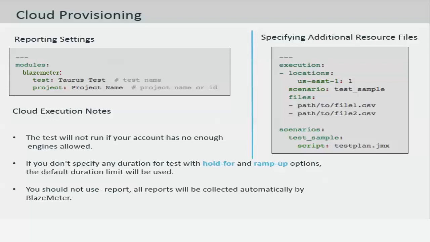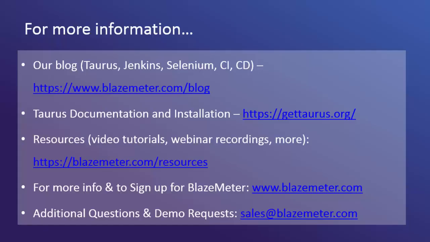Please note that for cloud provisioning, actual Taurus execution is done on remote machines. Therefore, the test will not run if your account has not enough engines allowed. If you do not specify any duration for the test with hold-for and ramp-up options, the default duration limit will be used. And also you should not use -report, that is. All reports will be collected automatically by BlazeMeter.